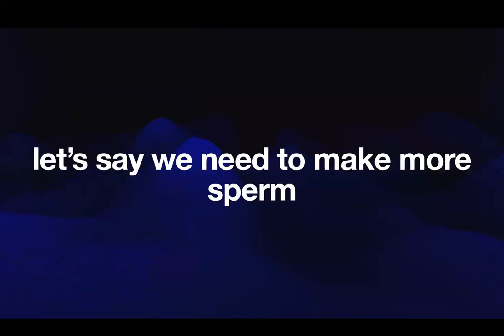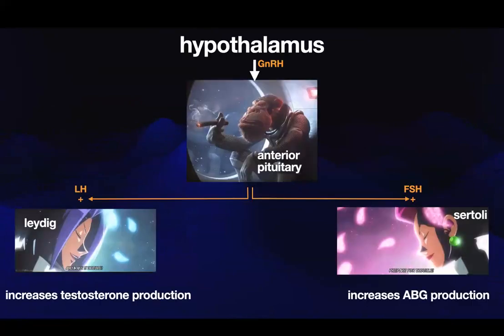So if I want to make more sperm for whatever reason, the hypothalamus will start secreting these pulsatile GnRH secretions to the anterior pituitary. The anterior pituitary will be like, oh okay, LH and FSH are being produced now. The LH will go to the Leydig cells, and testosterone production will increase. FSH will tell the Sertoli cells to produce more ABG, androgen binding globulins, and then you have a higher concentration of testosterone within the seminiferous tubules, and then you basically have more sperm.